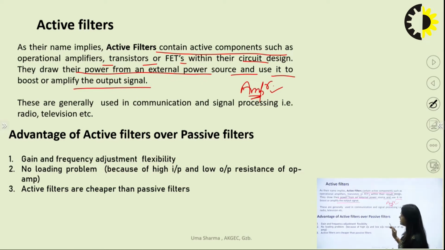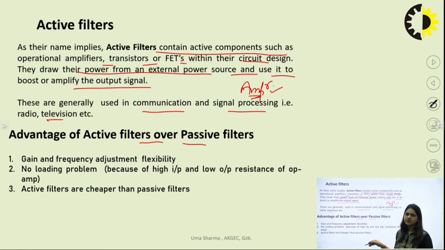So, generally they are used in communication and signal processing like television, radio. There are so many applications of active filters. Other than area requirement and the power consumption, there are some more advantages of using active filters over the passive filter.